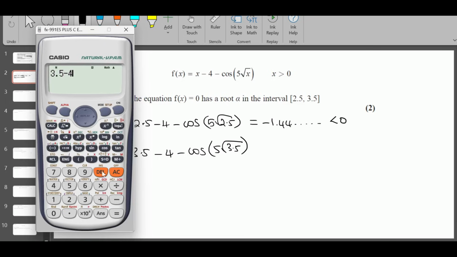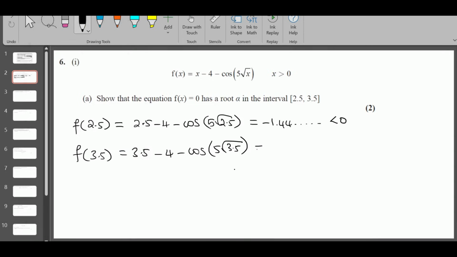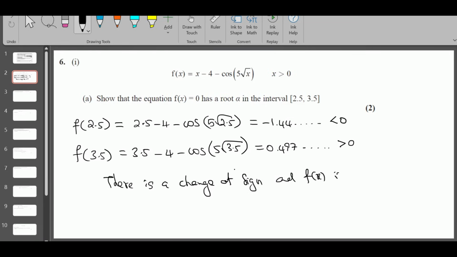minus 4 minus cos 5 square root of x. x is 3.5. Close the bracket. 0.497 dot dot dot, which is positive. So you need to write the conclusion. There is a change of sign and f of x is continuous. That's how you write it.